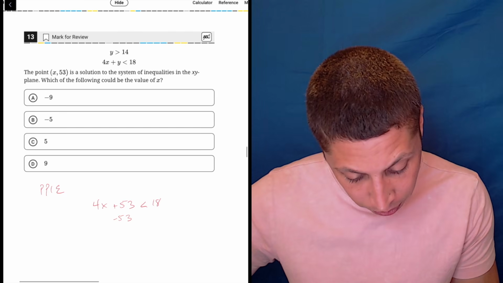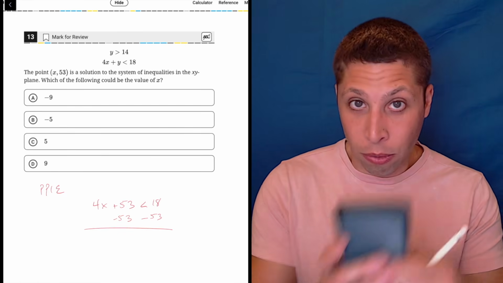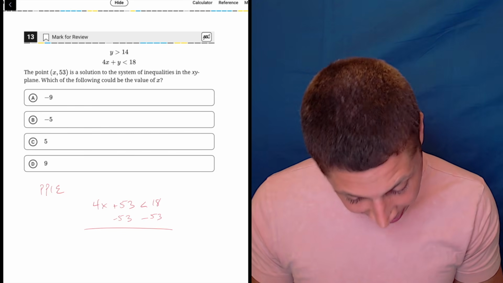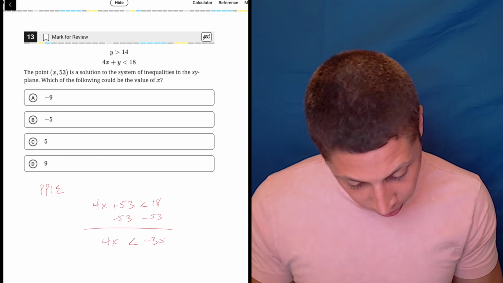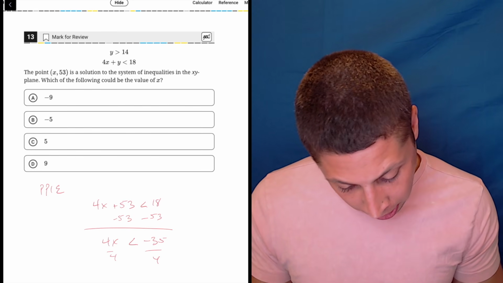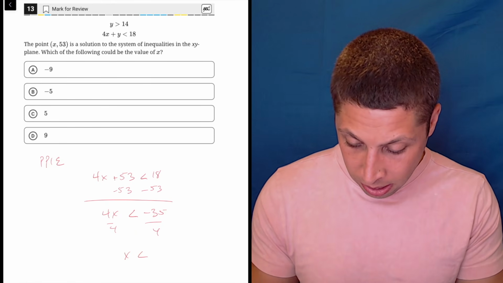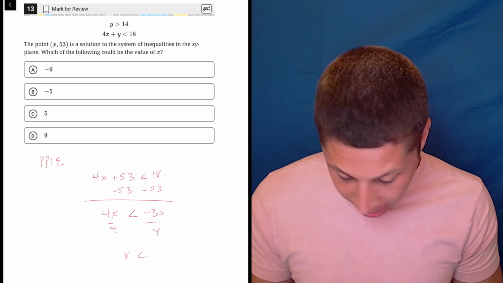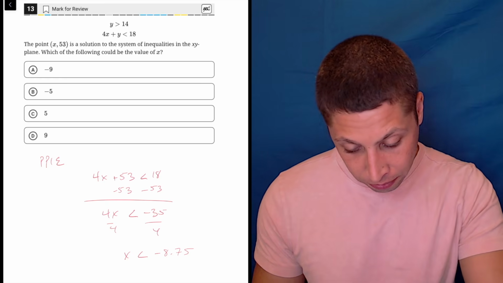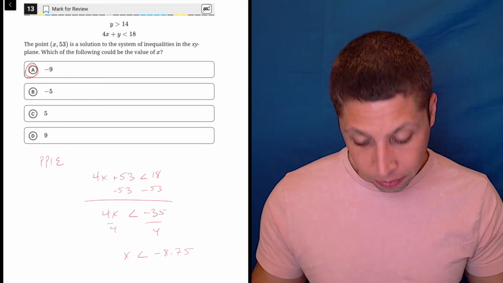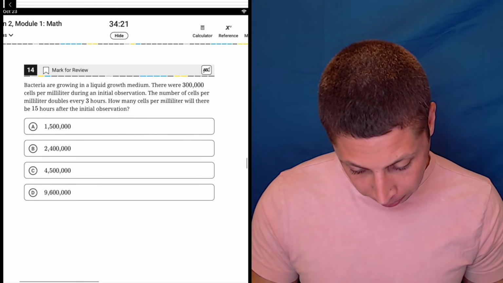So subtract 53 from both sides. We get 18 minus 53. Normal calculator is negative 35, and that's greater than 4x. So now we divide by 4, and we're going to get x is less than negative 8.75. So the only one that is less than negative 8.75 is negative 9. So it's got to be it. Plug points into equations.